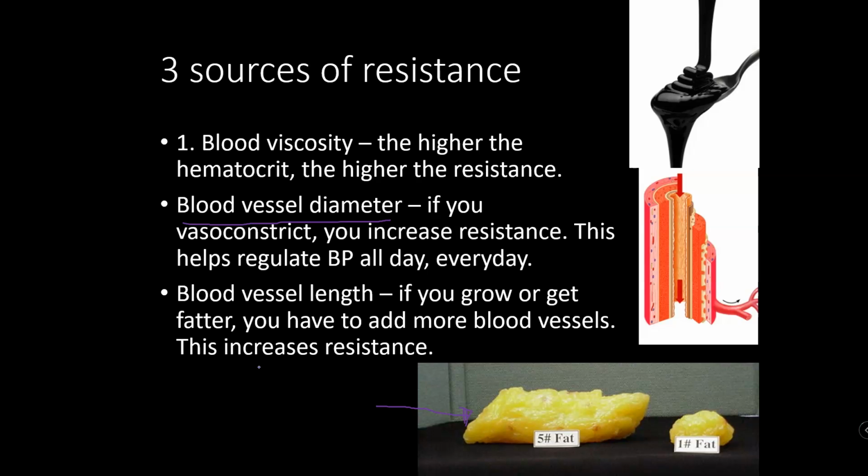I'm going to skip blood vessel diameter for a second and go down to blood vessel length. Blood vessel length is another one of those things that does not change minute to minute or hour to hour, but it can change day to day or month to month. And that is in relation to your weight.